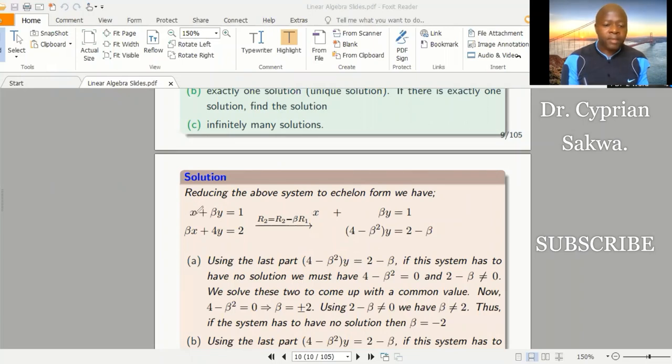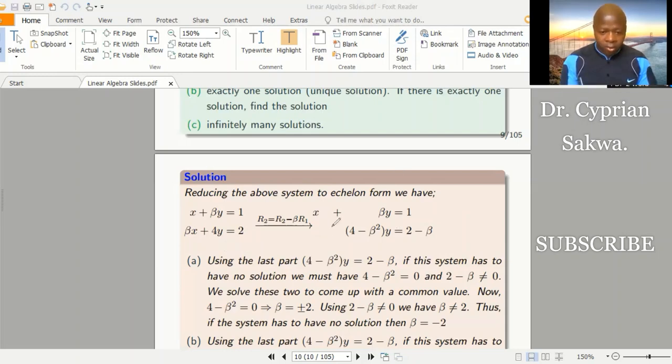So beta times x is beta x, subtract from beta x, I have zero here. Then for this one, I have 4y minus, well, this one by beta, I get beta square y. And this is what I have after factorizing y: 4 minus beta square, y. Then I also come to this other side. I have 2 minus, multiplying this one by beta, I have beta. So this is what I have, 2 minus beta.